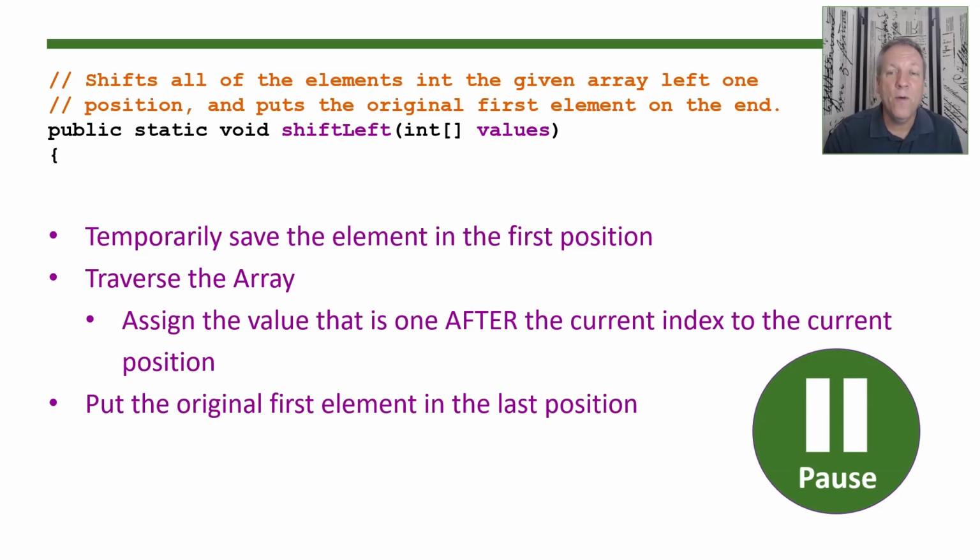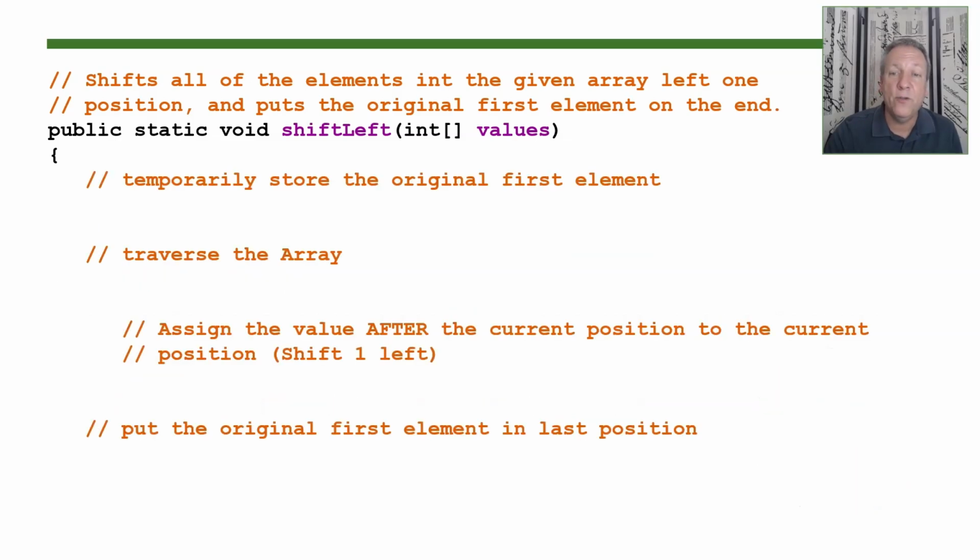Okay, here we go. Let's turn these algorithm statements into comments. And now let's write the code for our algorithm. So temporarily store the original first element. I'm going to need a local variable. We'll call it temp. And we'll store the element from the first position in our array into this temporary variable.